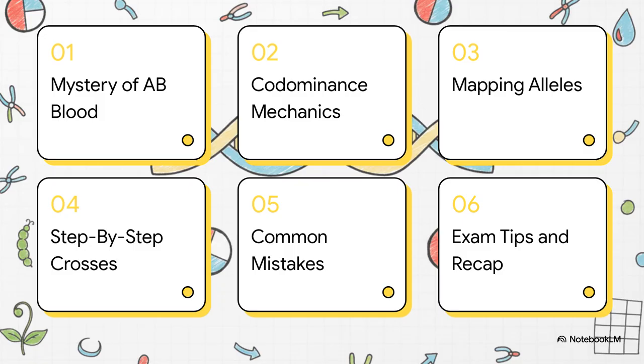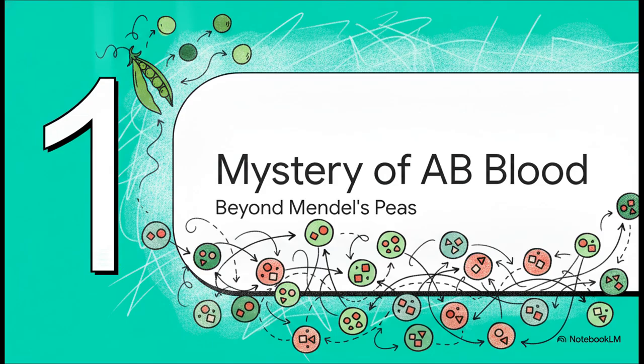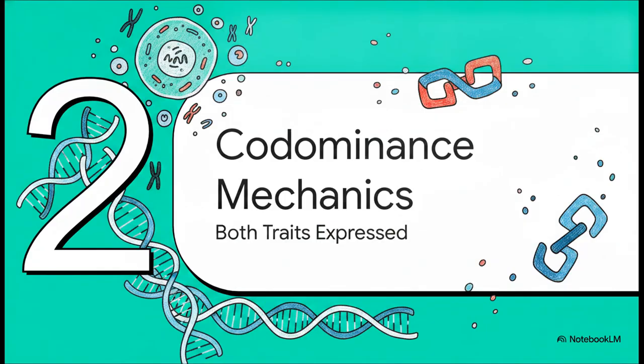So here is our exact syllabus for today's whiteboard session to map out these complex genetic rules. We're going to hit the mystery of AB blood, then decoding codominance mechanics. After that, mapping multiple alleles, followed by step-by-step genetic crosses. We'll wrap it all up by spotting the common mistake, and finally, your exam tips and recap. All right, Section 1, the mystery of AB blood and how we are moving way beyond Mendel's peas. Moving right along to Section 2, decoding codominance mechanics, where both traits are fully expressed.